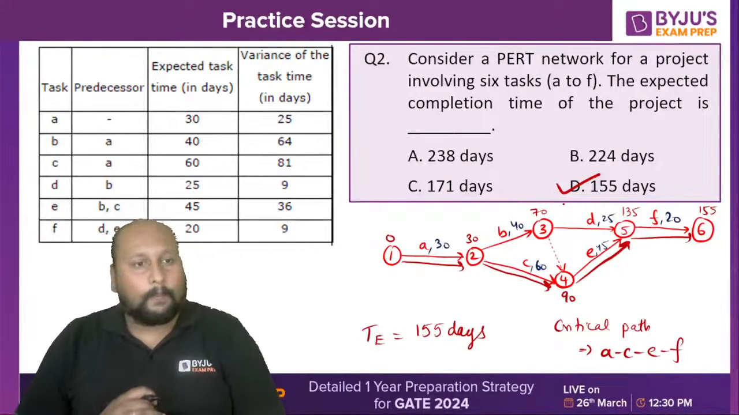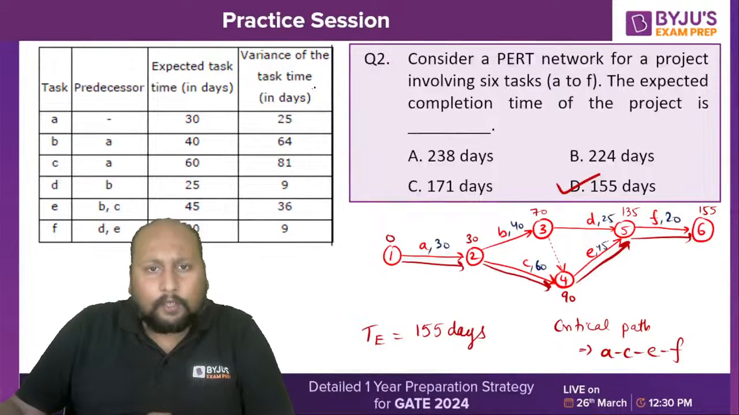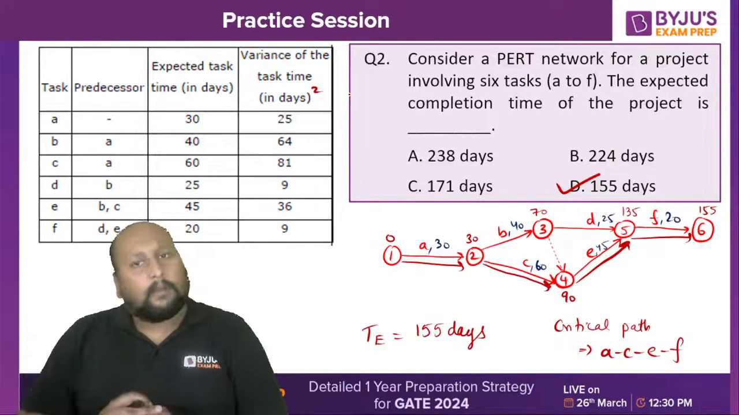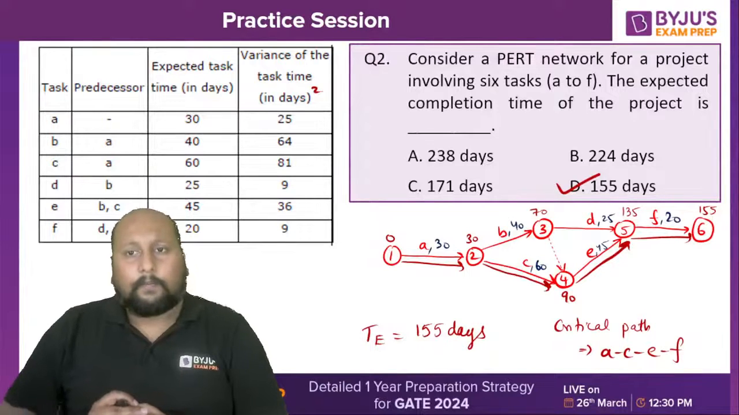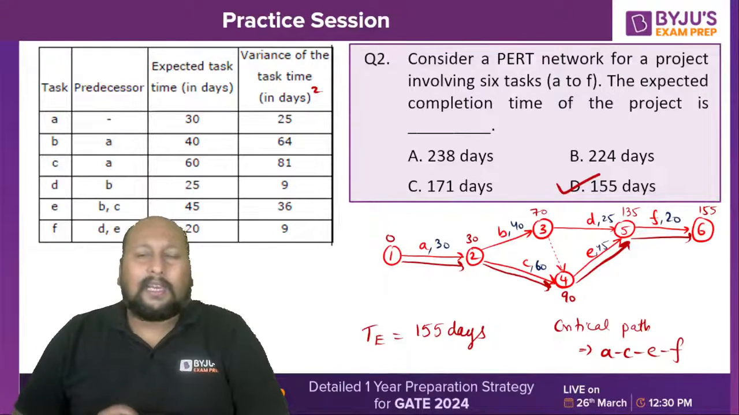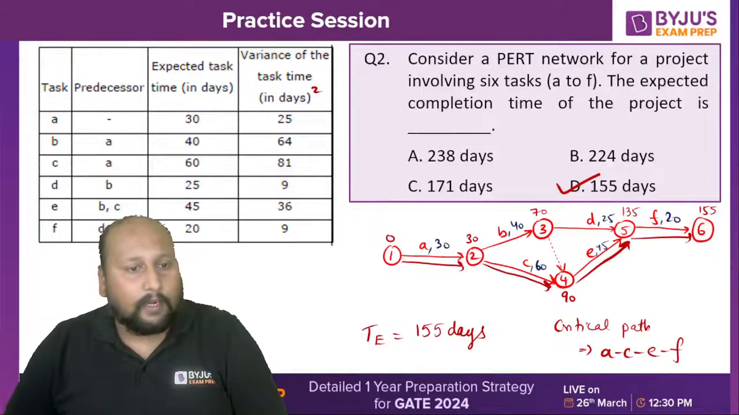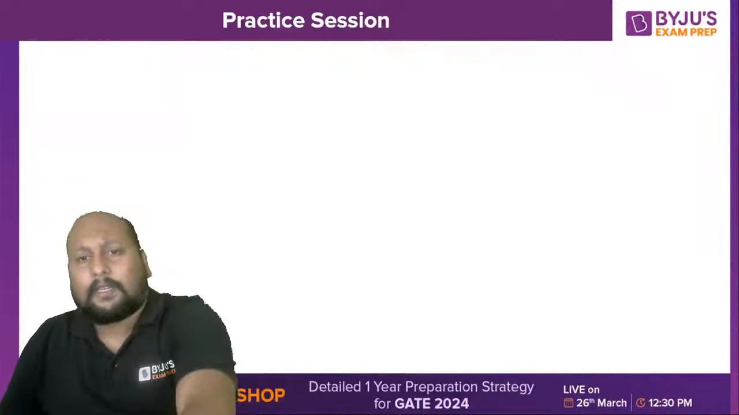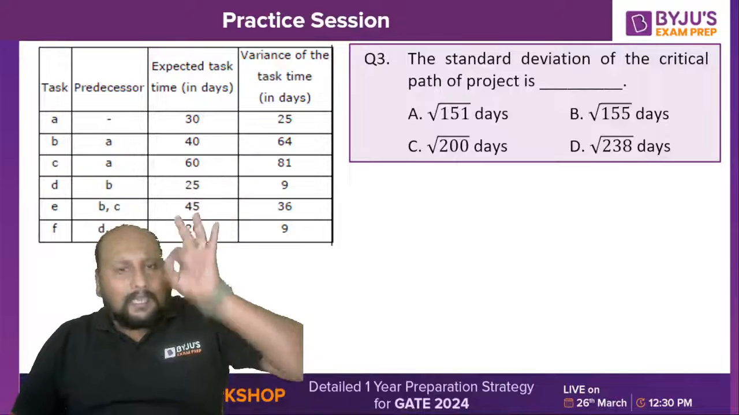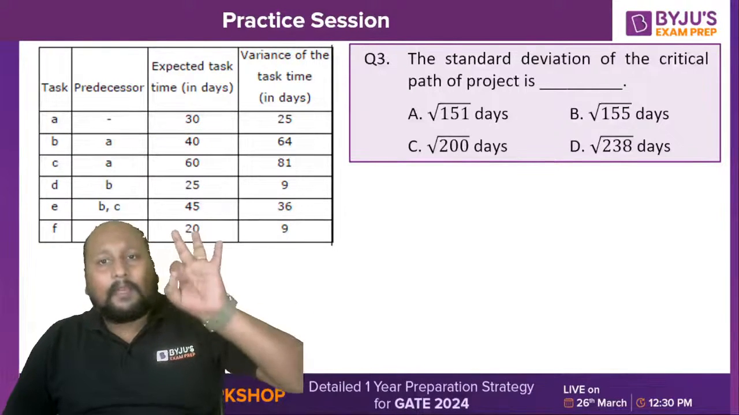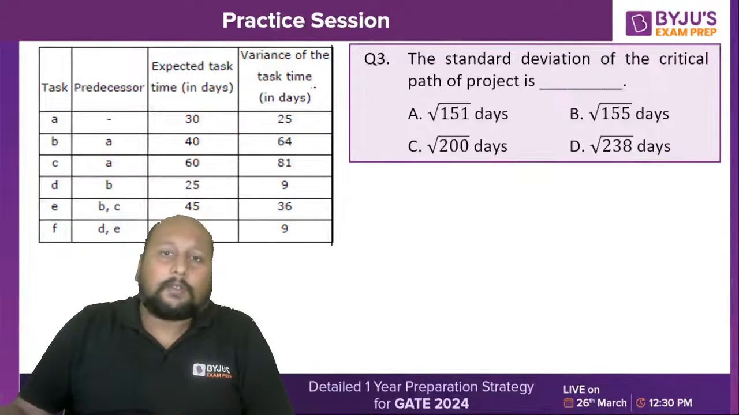Option D. This should be day square because the unit of variance is day square. Fine. So in this question, you can easily calculate the expected completion time of the project, which is 155 days. Now, let us take the second part of this. The second part is the same question. What will be the standard deviation of this project?